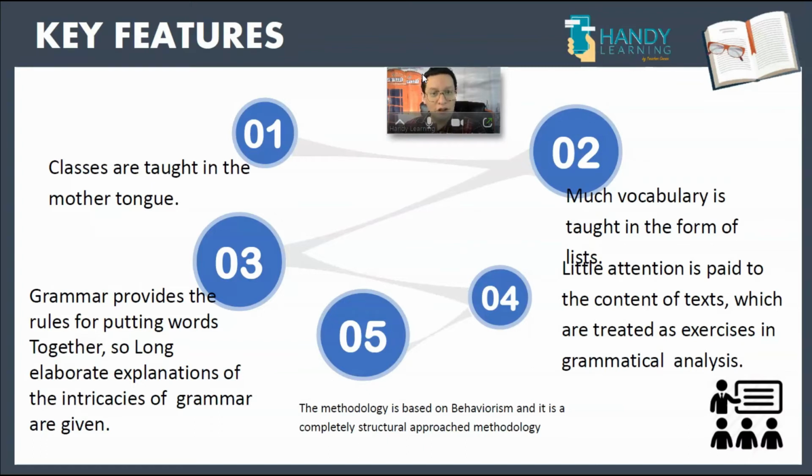The methodology is completely based on a behaviorist paradigm, and its approach as a language teaching methodology is completely structural. There is a lot of vocabulary that needs to be learned, so the teacher is going to give lists of vocabulary, and the attention is paid to the context of the text that is given to the students to understand the vocabulary given there.